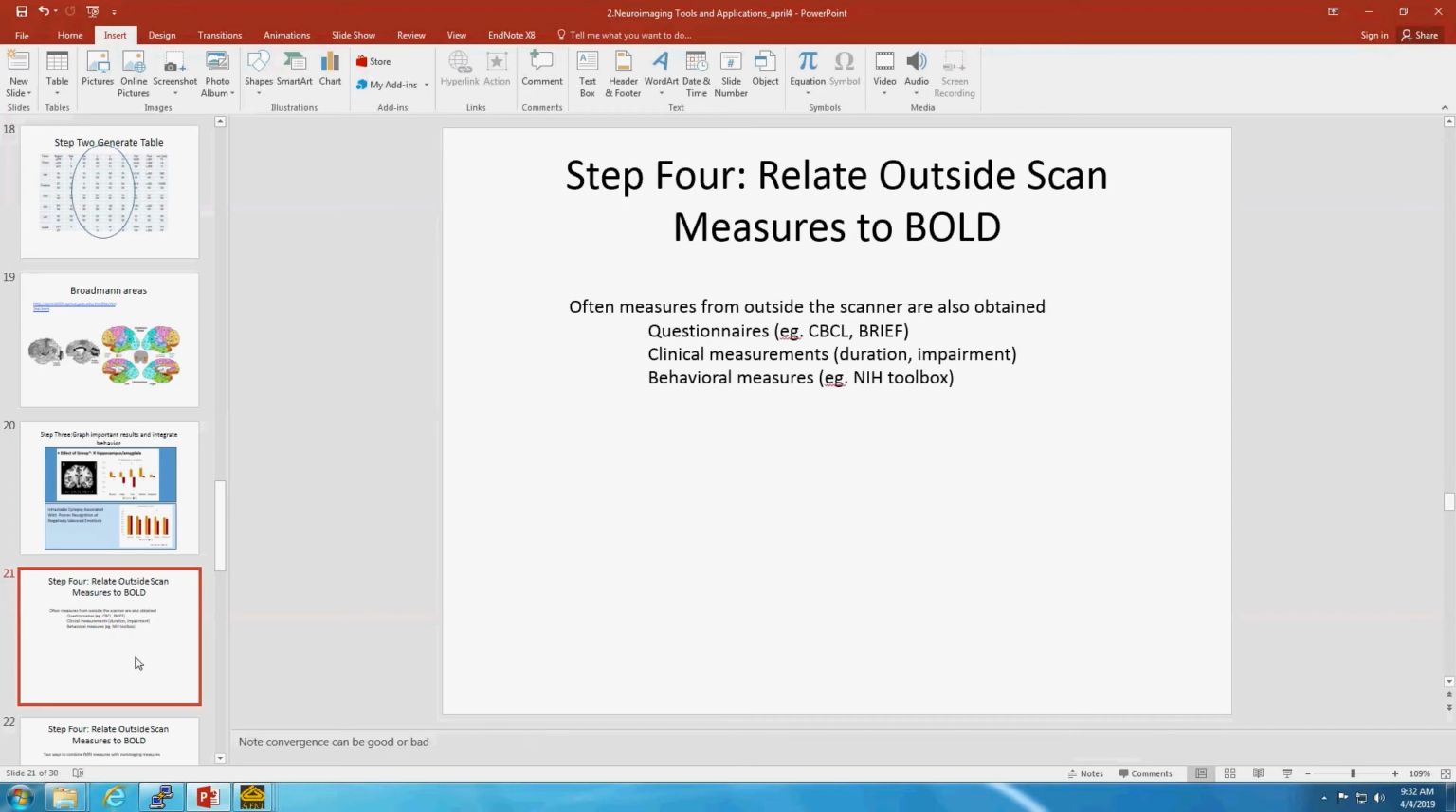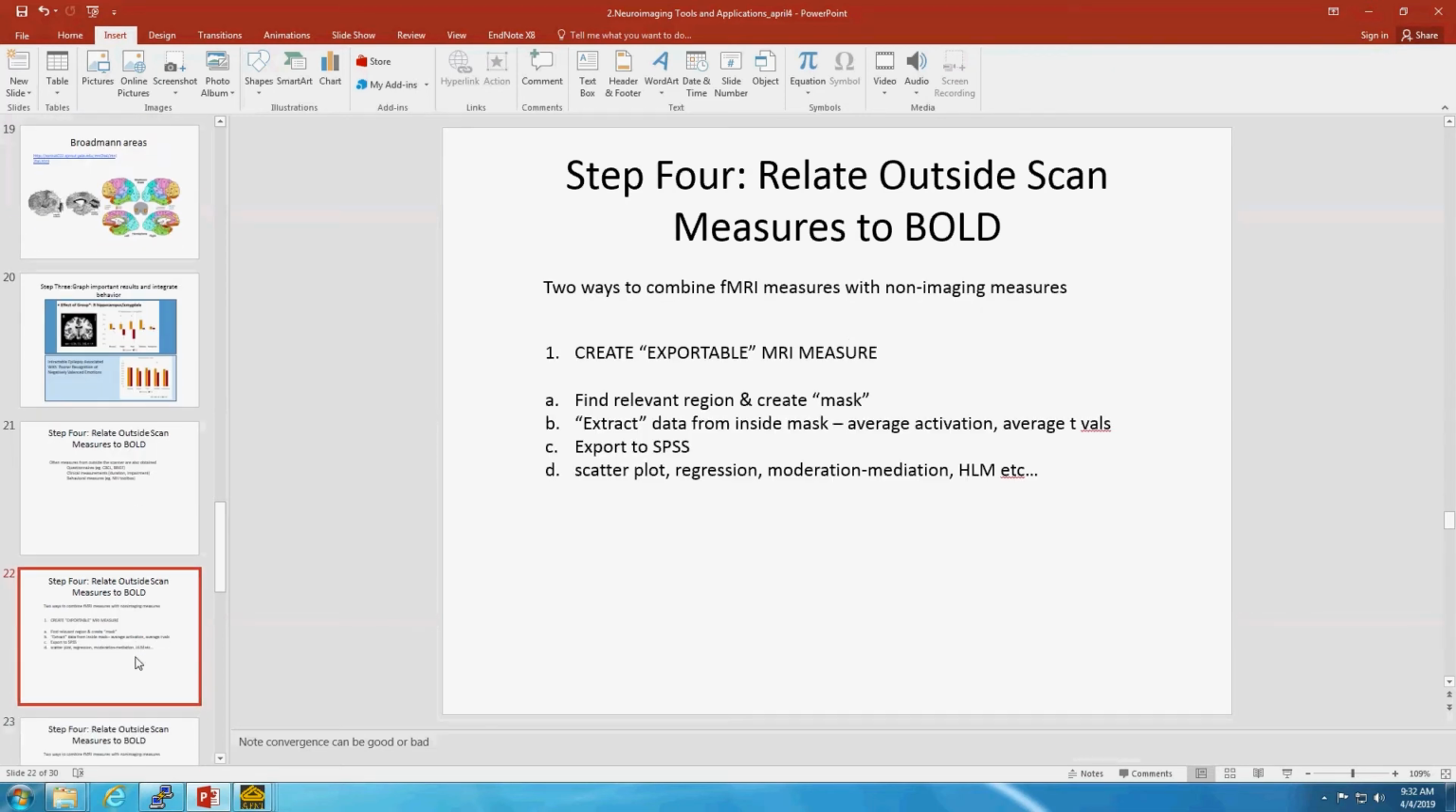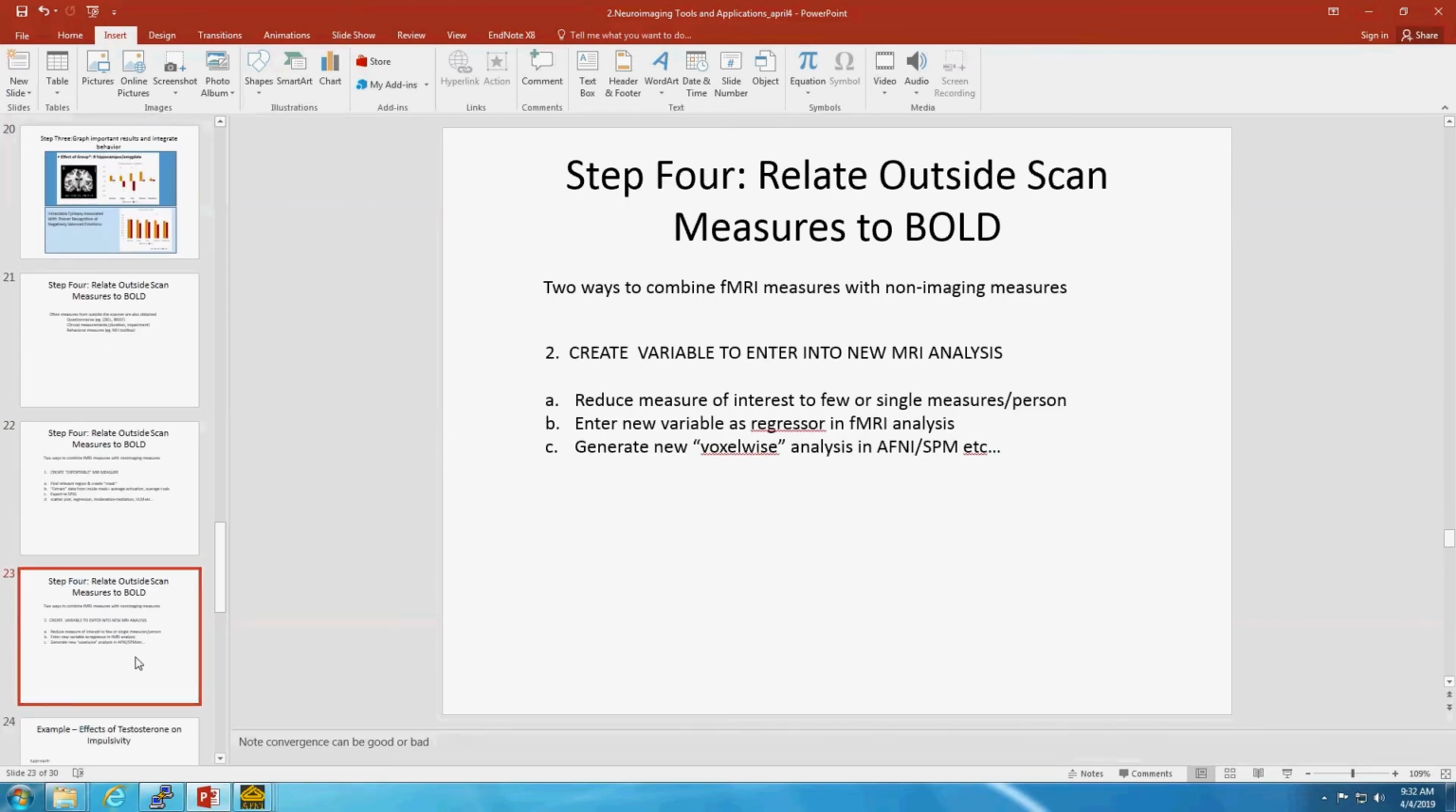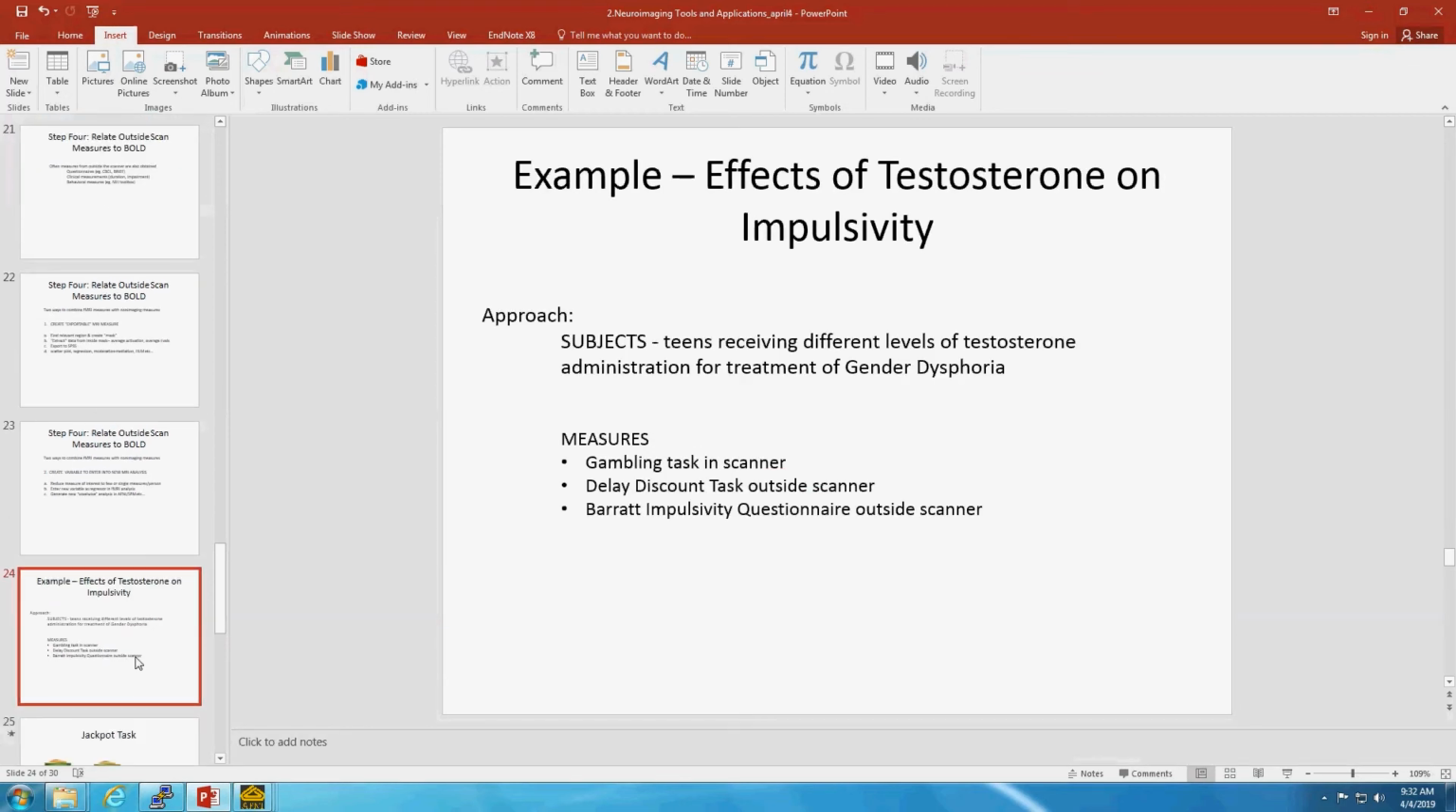And I'm just going to walk you through. I don't really have data, but this is something that we've been thinking about doing, so I'm going to take you through what our plans are for this. This is a different study, in which we're looking at the effects of testosterone and impulsivity. I thought it was a really good example of how we might do this.